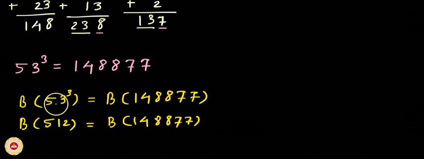See, first of all, add these two digits, 5 plus 3. Okay, 5 plus 3 is 8. Now calculate the cube of 8. What is the cube of 8? 512. Add all the digits in the given number. 5 plus 1, 6. 6 plus 2, 8. It means that 8 is the Beejank of 512. Okay, which should be equal to.